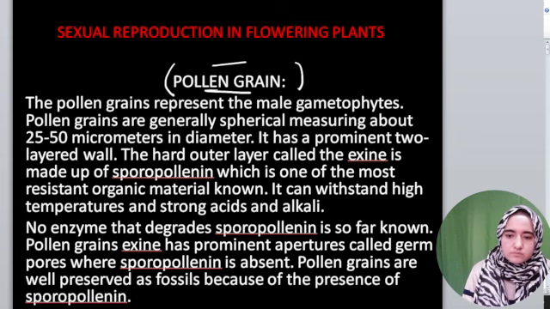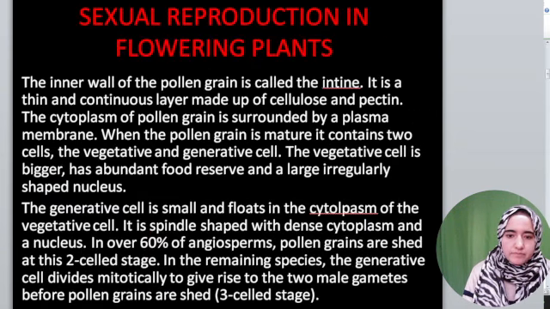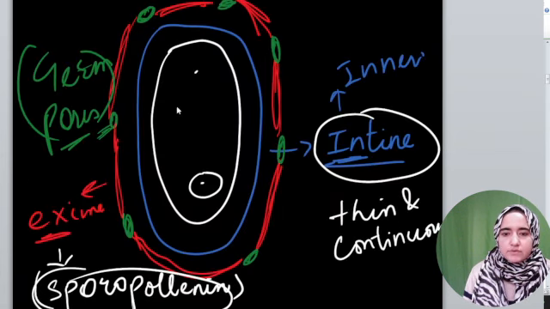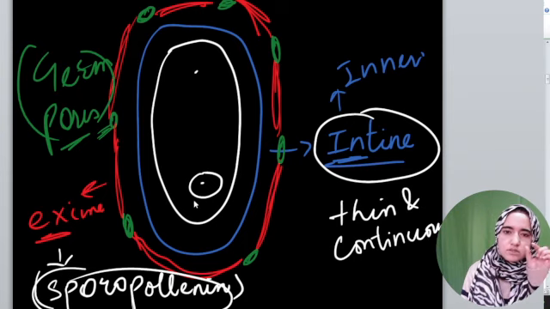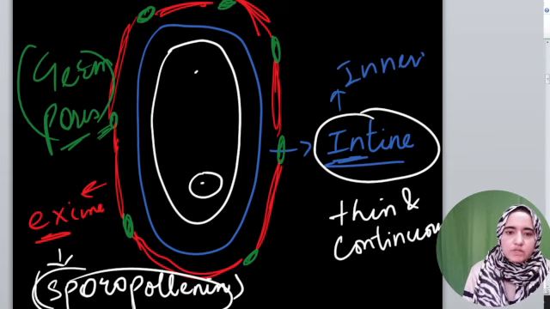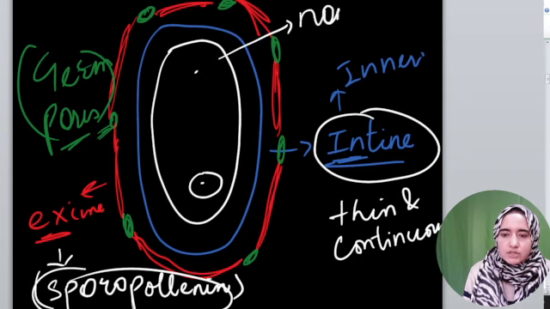Great. I already mentioned intine is made up of cellulose and pectin. You will see here the vegetative cell is large and the generative cell is small. What's the function of the vegetative cell? The vegetative cell provides nourishment.